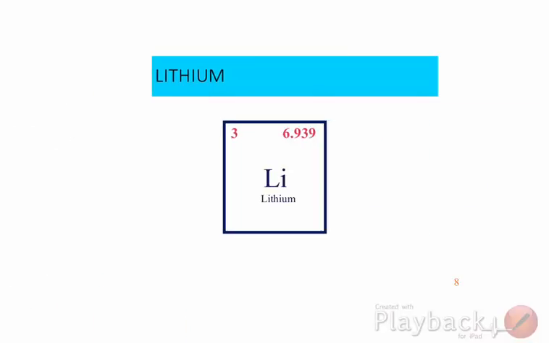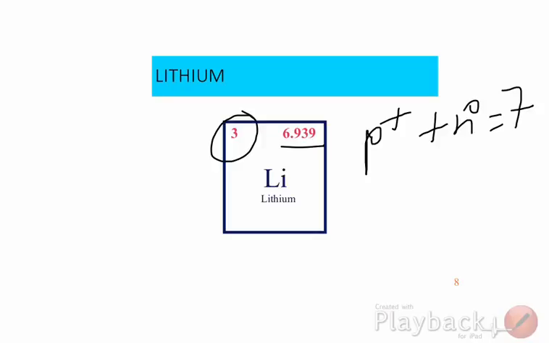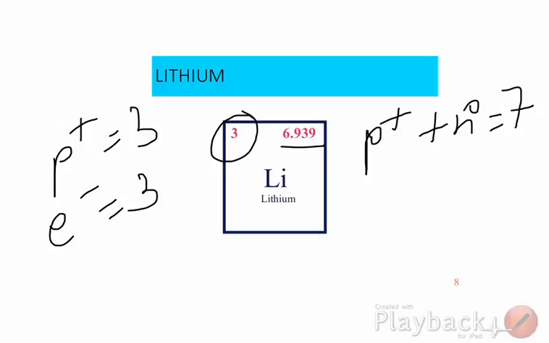Let's look at lithium. The atomic mass is 6.9, which is 7. Remember, the atomic mass is the number of protons plus the number of neutrons, which we are saying is 7. But the atomic number, which is the number of protons, is 3. Because it has 3 protons, it also has 3 electrons, because in an atom, protons and electrons are the same in number.